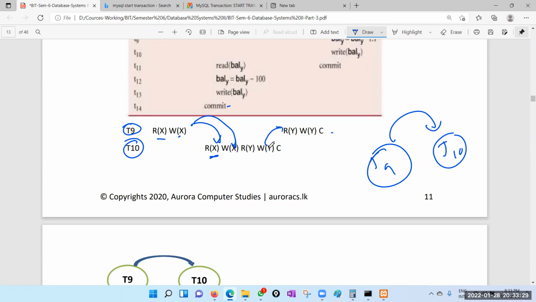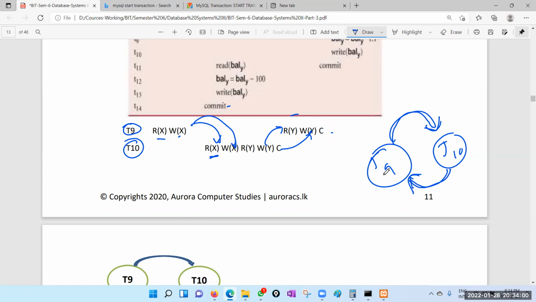Now we have a conflict. You can see write y, read y. One of the operations is a write. They are from two different transactions and the same data. So that is T10 to T9. Again, this is write to write, but this is not a conflict because it is the same transaction. So now you can see that there's a dependency from T9 to T10, and there's a dependency from T10 to T9.